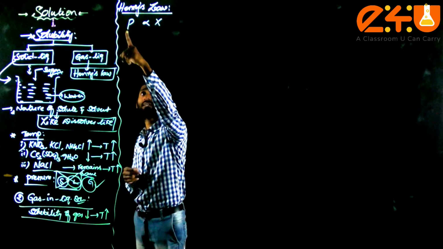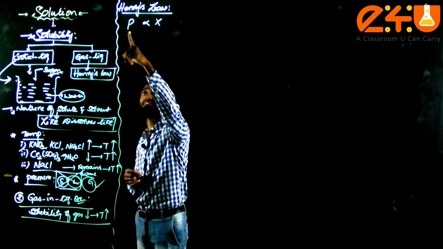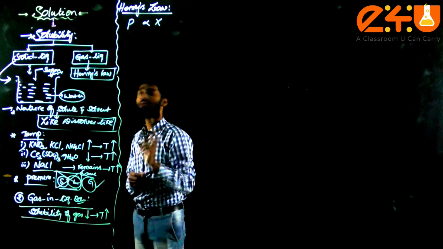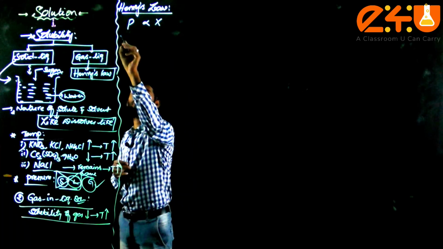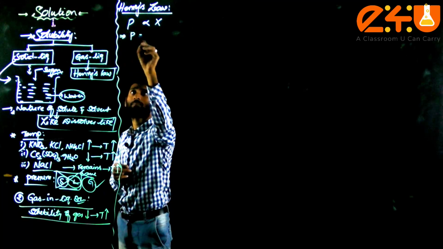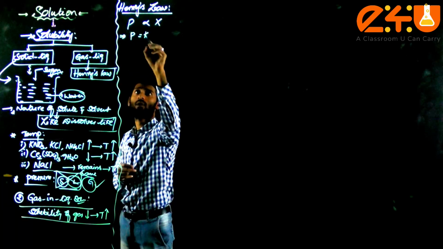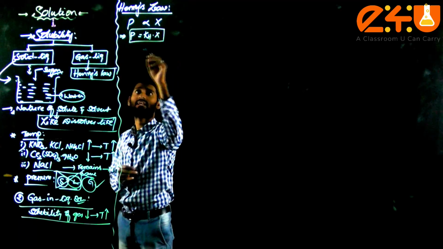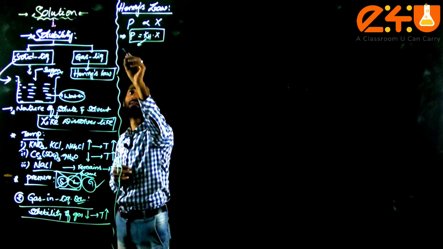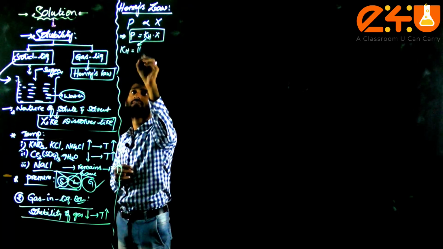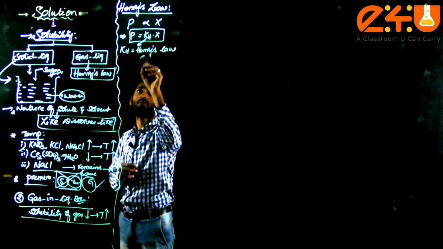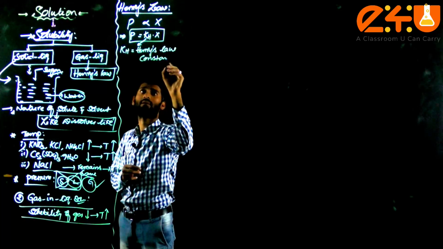The partial pressure of the gaseous solution in gas phase is directly proportional to its mole fraction at constant temperature. Then what will happen here? Then pressure P is equal to KH into X. Here KH is called Henry's law constant. Henry's law constant, dear students, very important here.